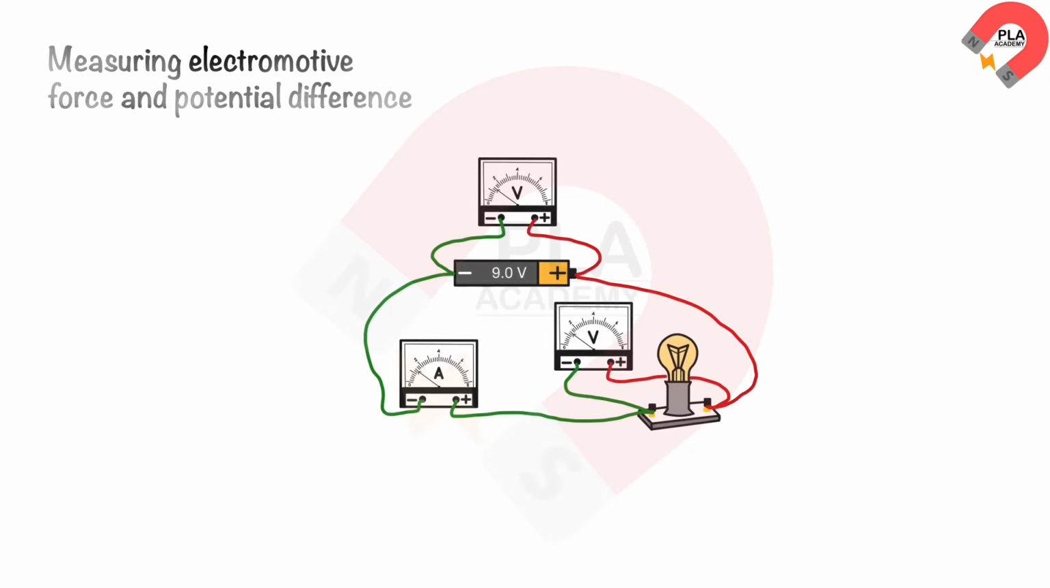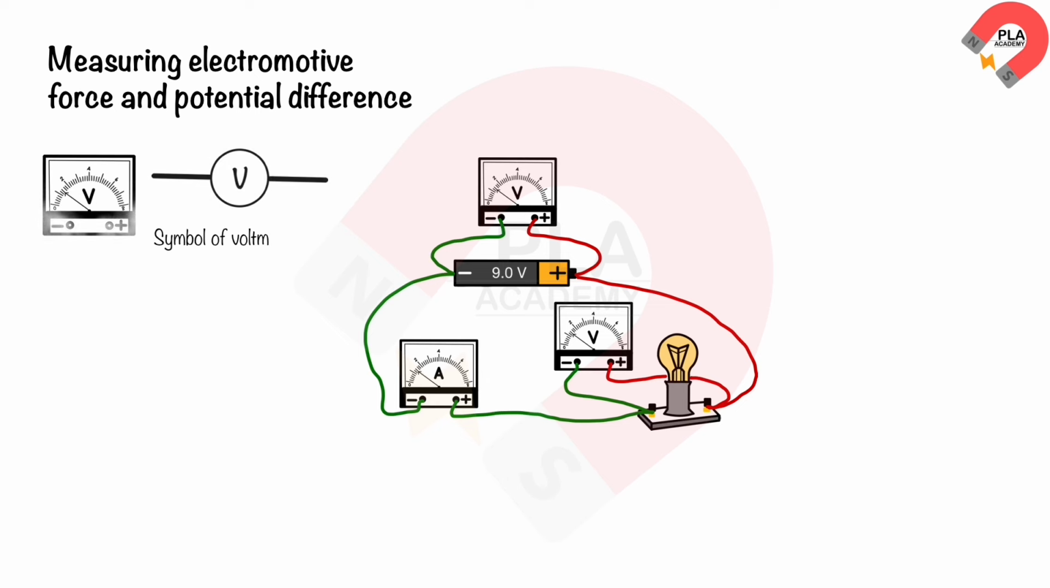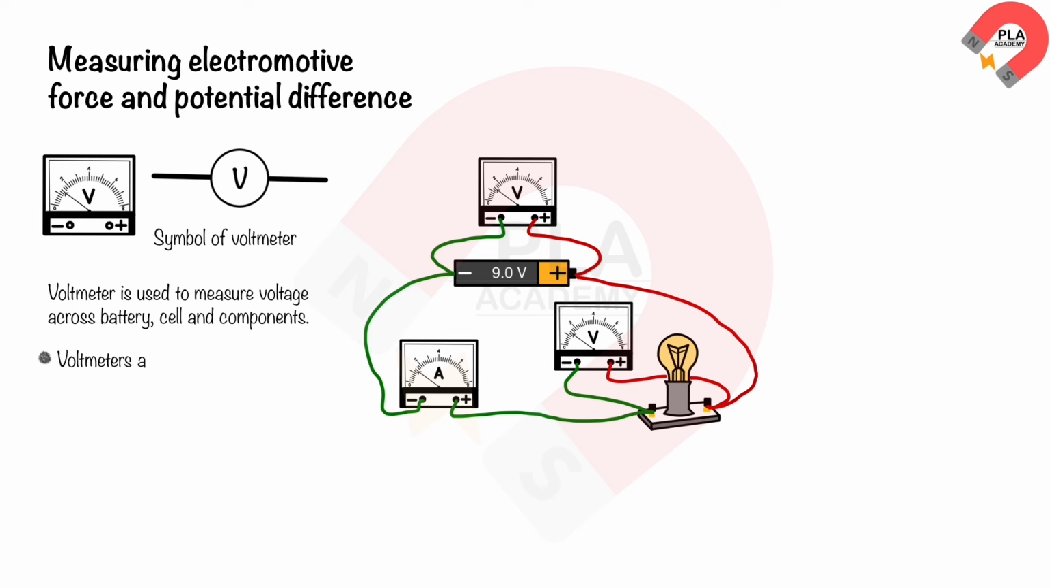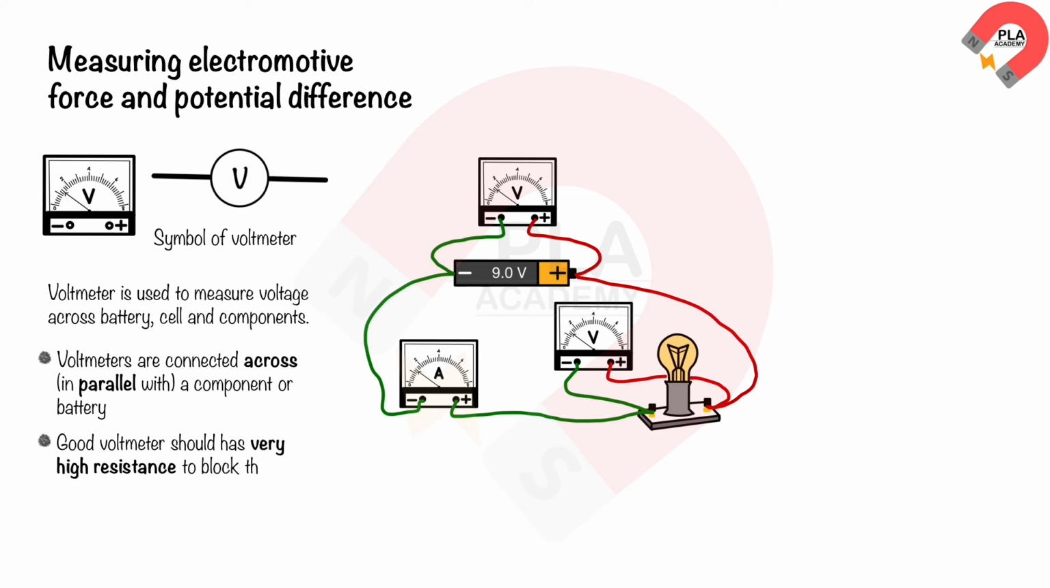Measuring electromotive force and potential difference. This is the symbol of a voltmeter. Voltmeters have two types, digital and analog. A voltmeter is used to measure voltage across a battery, cell and components. Voltmeters are connected across, or in parallel with, a cell and a light bulb. A good voltmeter should have very high resistance to block the current from flowing through it.